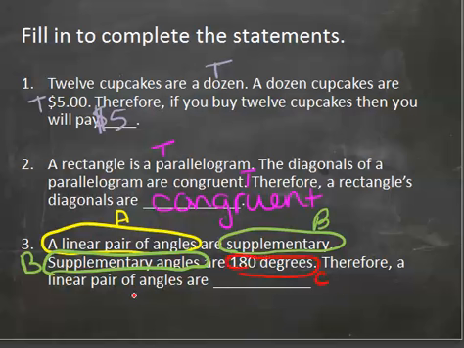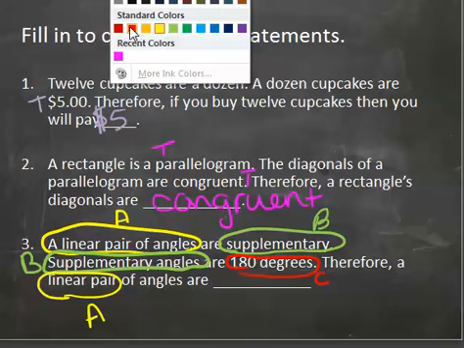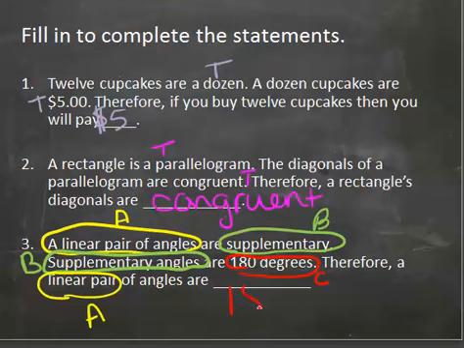Therefore, a linear pair, that's talking back about A, and so you need to wind up having two of everybody. So who do we have left? C, 180 degrees. Hopefully that makes a little more sense.